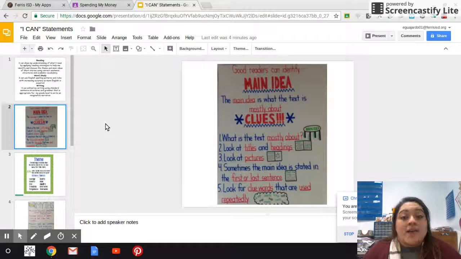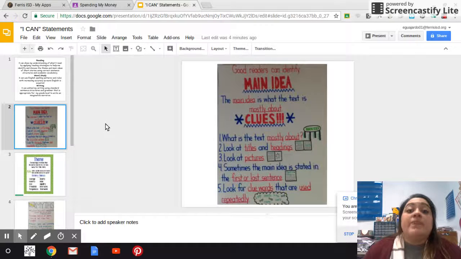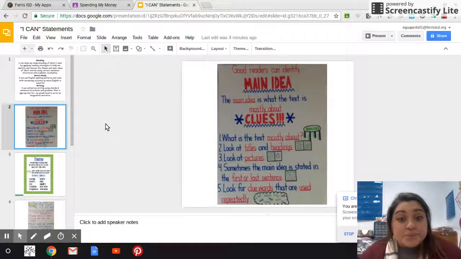We have 5 things that you want to be looking for when you are trying to find the main idea. The first one is, what is the text mostly about? That's your first question that's just going to pop in your brain. The second step is I would look at the titles and the headings. If there are titles and headings, like sections within the story, that's going to help you find the main idea. 3, look at the pictures. If the pictures are there, please look at them. They give you clues on what you need to be looking for.